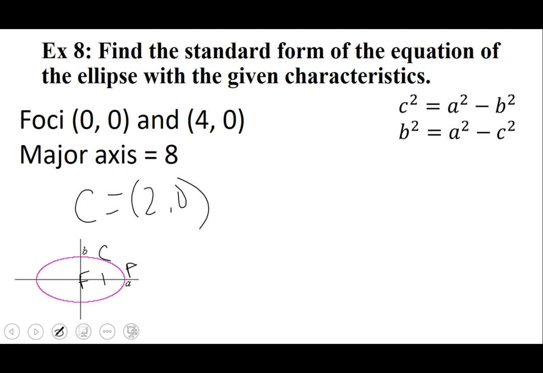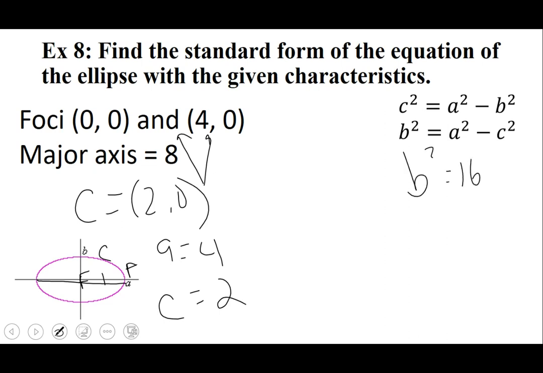Then if you take a look at the major axis, if they're telling you that the major axis is 8, half of that value has to be a, which means a is 4. Because the foci are exactly 2 units away from the center, c is equal to 2. So b squared is equal to 16 minus 4, which means b squared is equal to 12.